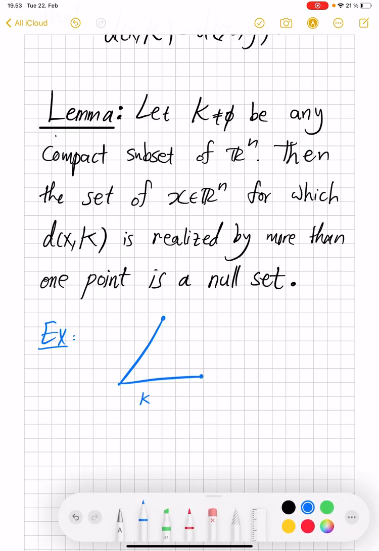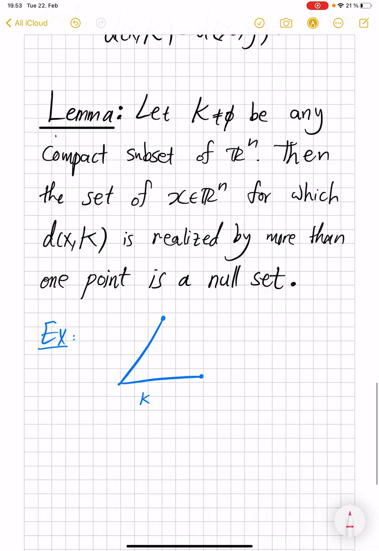It's a compact set, and if you are right in the middle, then there are 2 points which minimize the distance. So there is y1 and there's y2. And if you are here, again, there are 2 points minimizing the distance to the set. And so everything along this path will be among the points with more than 1 point realizing the minimum distance. It is a more significant number of points compared to the previous example, but it's still true that L2 of this set is 0.